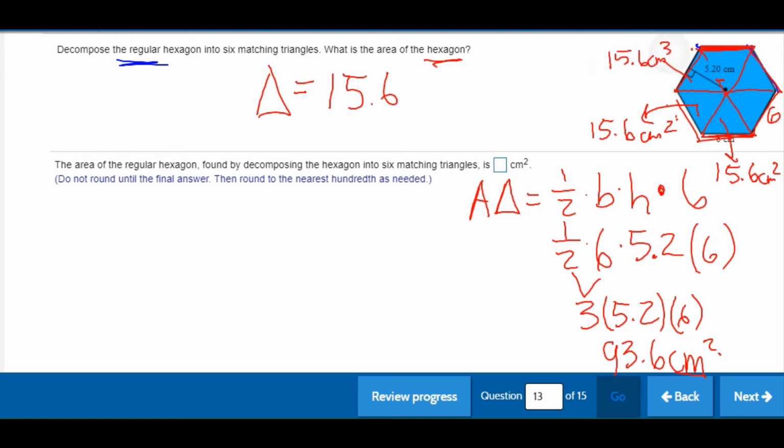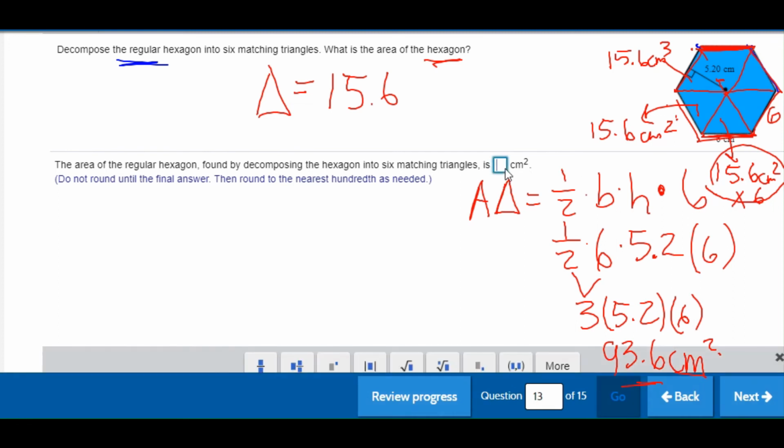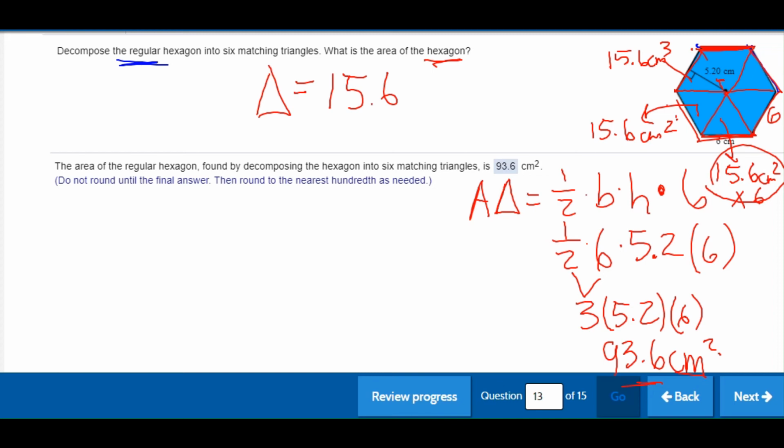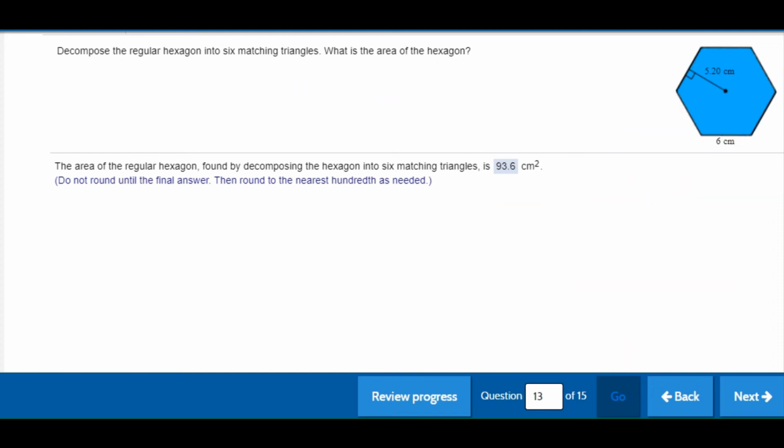Now you can add these, but we know repeated addition is the same as multiplication. So I can just take the area of one triangle and multiply by 6 of them to get my final answer. So that's all that I did there. I'm going to substitute that answer in right here, which is 93 and 6/10. And there you go. Moving on to the next question.